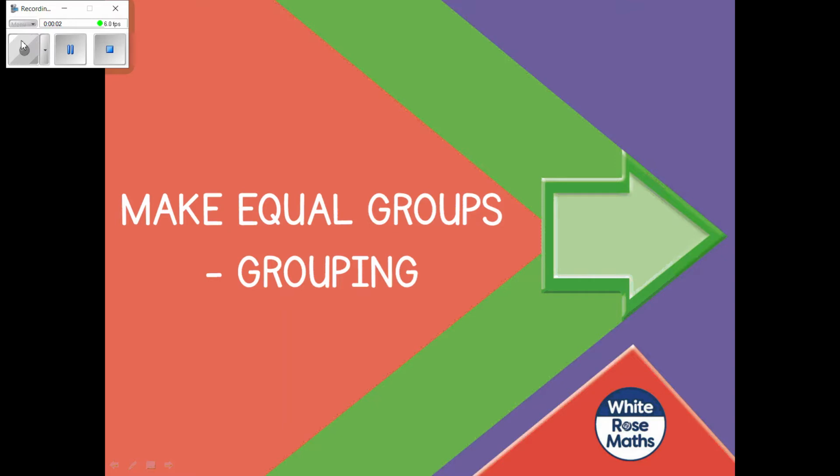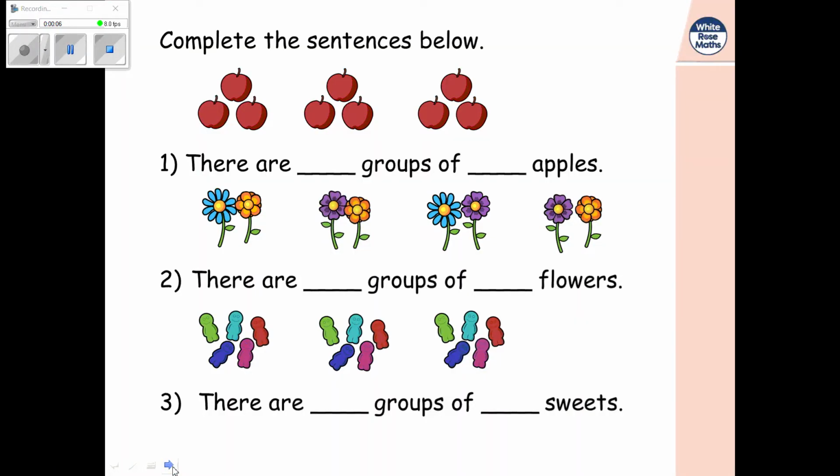Making equal groups by grouping is what we're going to be looking at today. So let's get ready. Complete the sentences below. We'll be working through this together as a warm-up first of all. So I'll be using my mouse a lot as well. So there are groups of apples. So we're going to do this first one together, unless you want to pause here and do it all by yourself. So first one, I need to know how many groups there are.